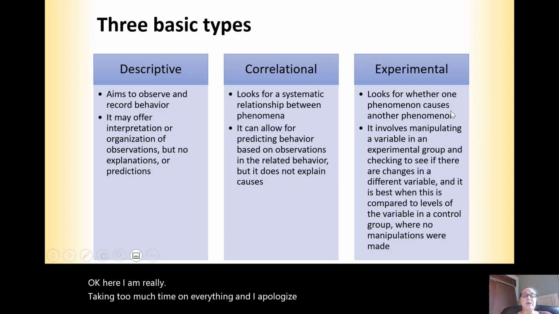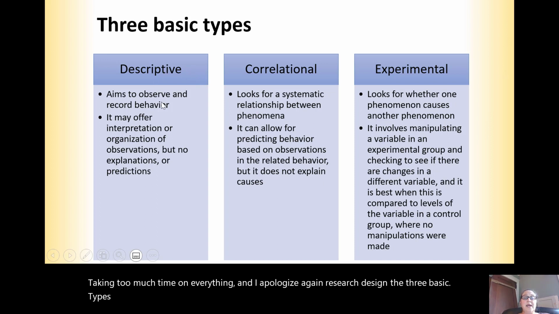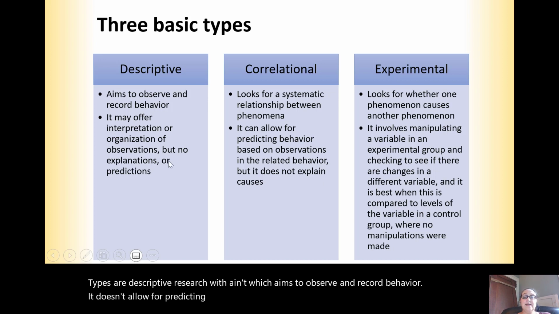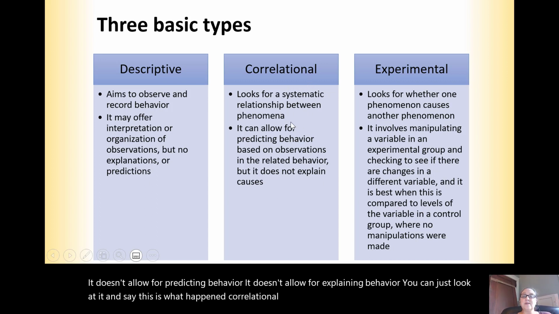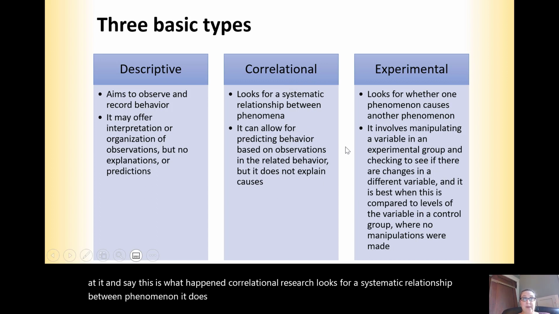Research design, the three basic types are descriptive research, which aims to observe and record behavior. It doesn't allow for predicting behavior. It doesn't allow for explaining behavior. You can just look at it and say, this is what happened. Correlational research looks for a systematic relationship between phenomena. It does allow you to predict behavior.